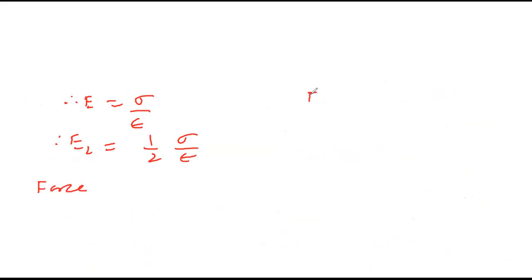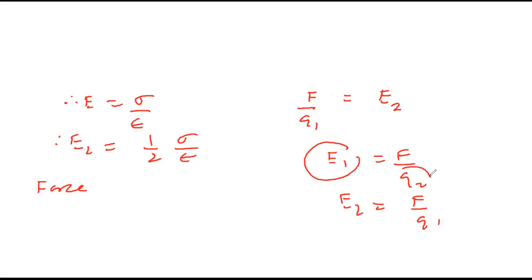Force. What is formula for force in terms of intensity? Force upon Q1 is E2. This you know. If I want intensity of 2, so I will apply force on Q1. So E1 into Q2 is force, or E2 into Q1 is force. Yes, sir. If E is E1, then charge is Q2. If E is E2, then charge is Q1. Okay?